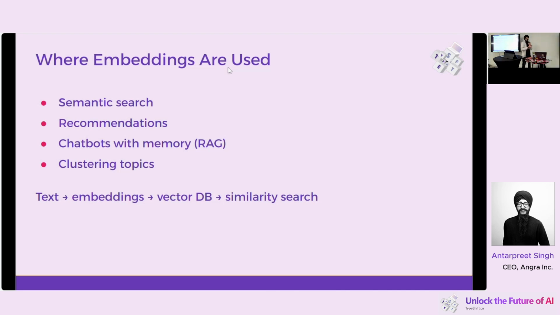So basically, the text is getting converted into embeddings. These embeddings are stored in a vector database somewhere. Then whenever you send a request, it does a similarity search, so it finds the nearest vectors which are similar to your request vector and gives you a response.